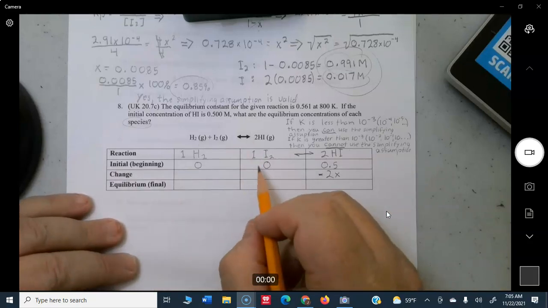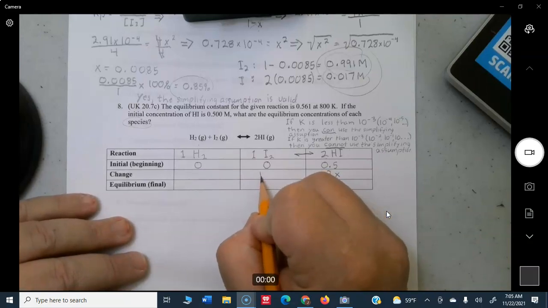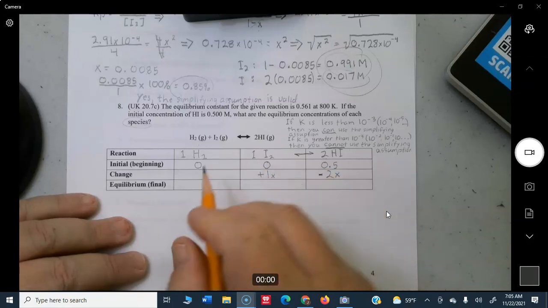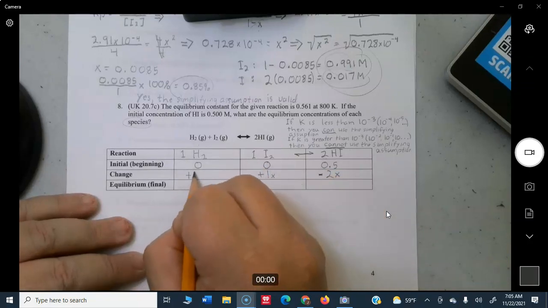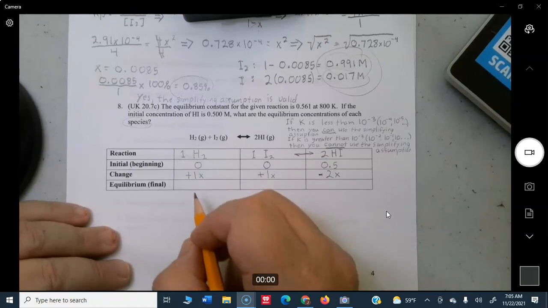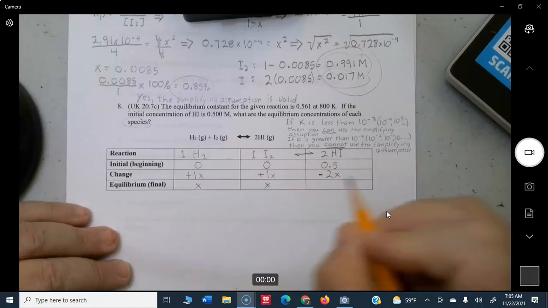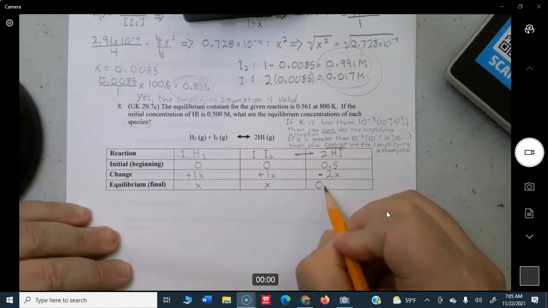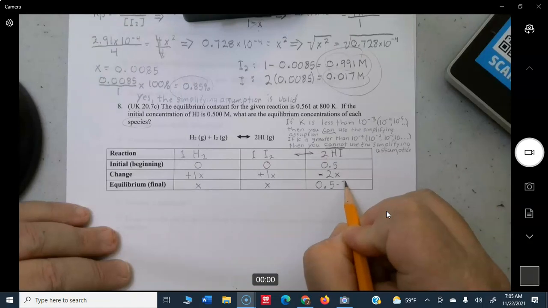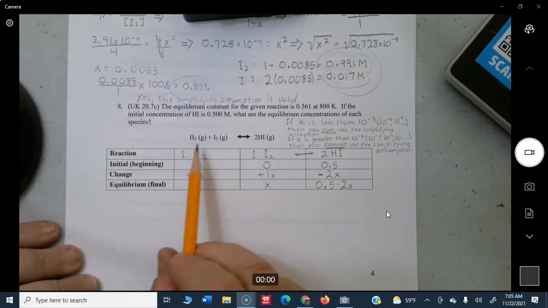Okay, over here, since this starts off with 0, it has to be increasing. So it's going to be plus, coefficient is 1, and the change variable x. Same here, plus 1x. Okay, so now we go ahead and sum them up for the equilibrium line. So 0 plus 1x, I'll omit the 1, it's just x. Same thing here. And 0.5 minus 2x. Okay, now let's go ahead and write the law of mass action for this.